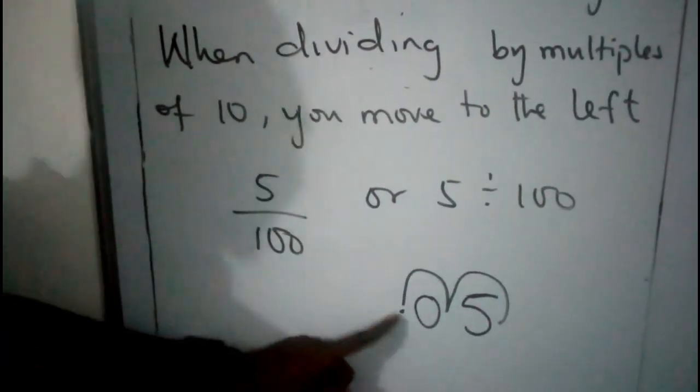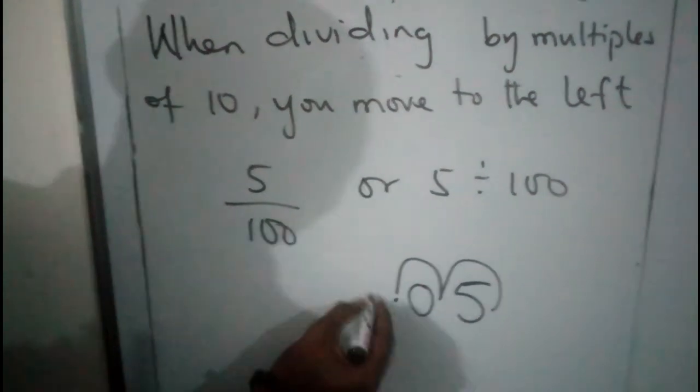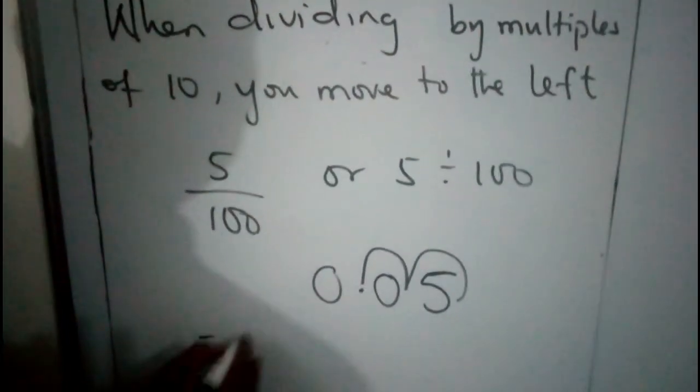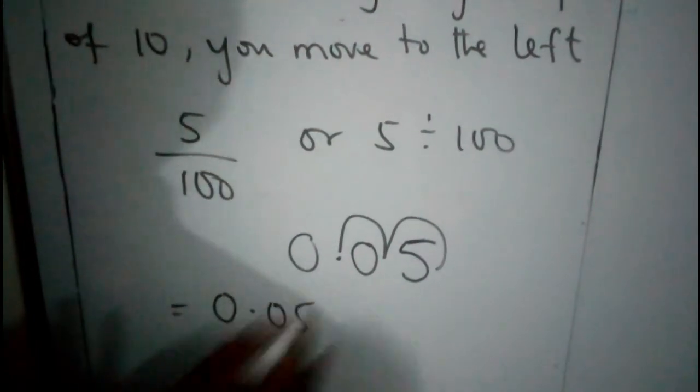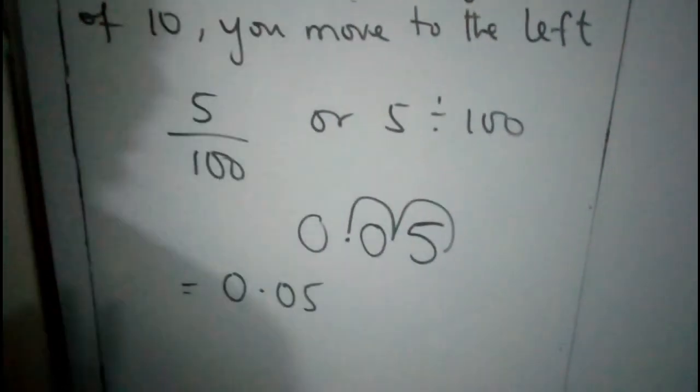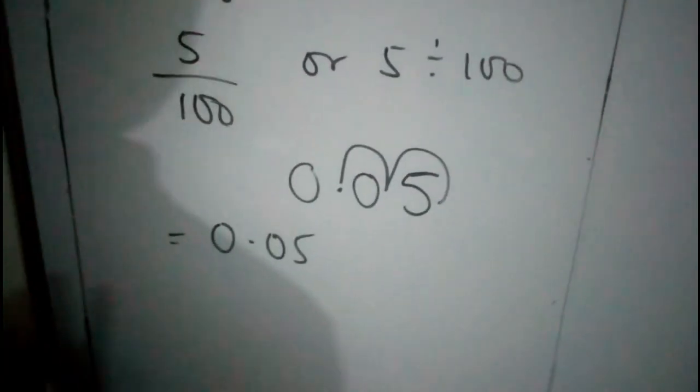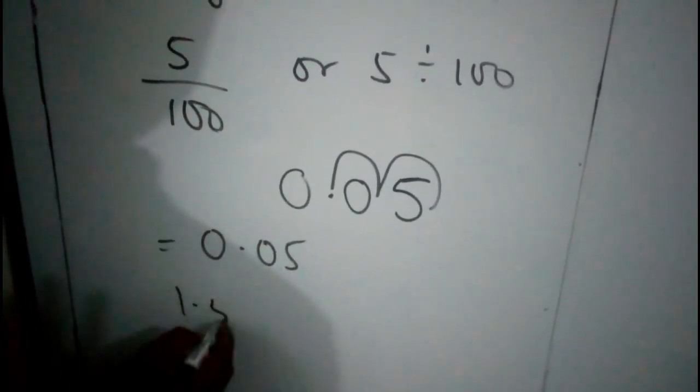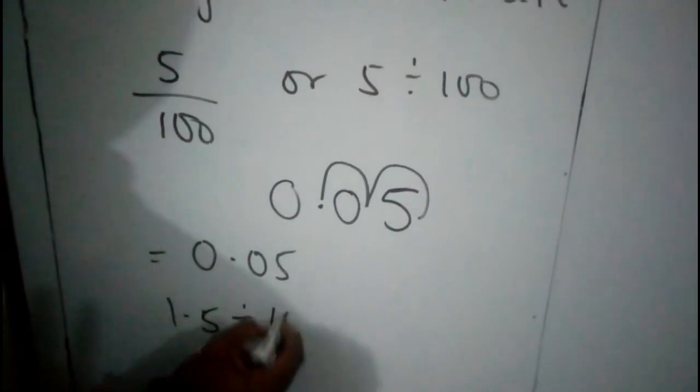So what do you have? 0.05. But remember, points cannot start a number. So what do you put at the front? You put 0 at the front. So your answer is 0.05. This is 5 divided by 100. 100 will give you 0.05.